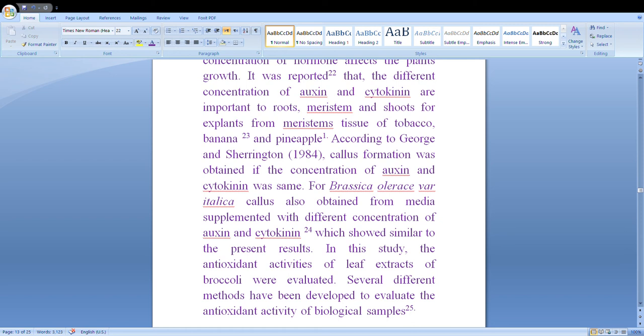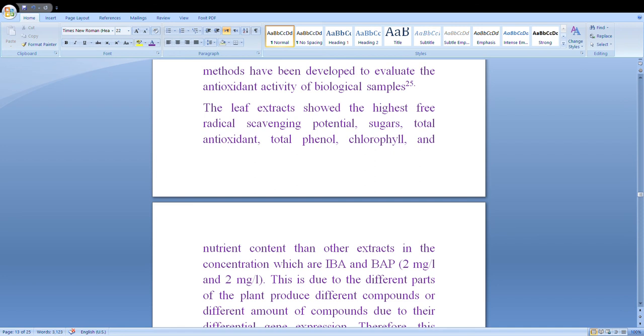In this study, the antioxidant activities of the leaf extract of broccoli were evaluated. Several different methods have been developed to evaluate the antioxidant activity of biological samples. The leaf extract showed the highest free radical scavenger activity, sugars, total antioxidant, total phenol, chlorophyll, and nutrient content than other extracts in the concentration of IBA and BAP, 2 milligram per liter and 2 milligram per liter.